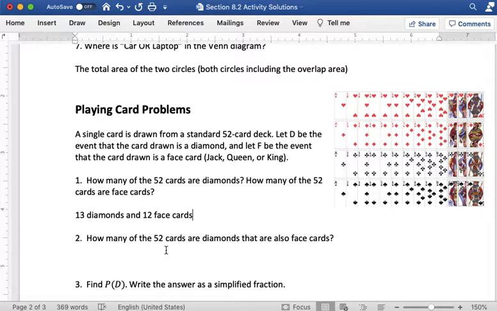How many of the 52 cards are diamonds that are also face cards? Looking in the diamond row, we see that we have 3 cards that are diamonds that are also face cards. So we have the jack, queen, and king of diamonds.